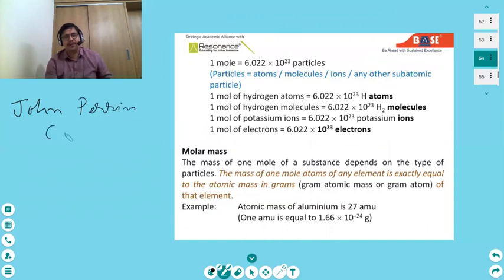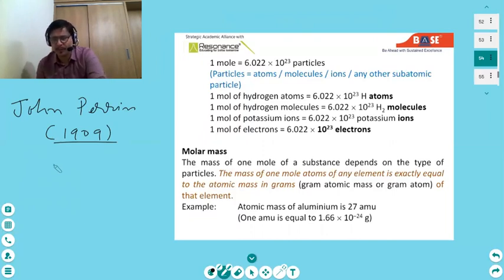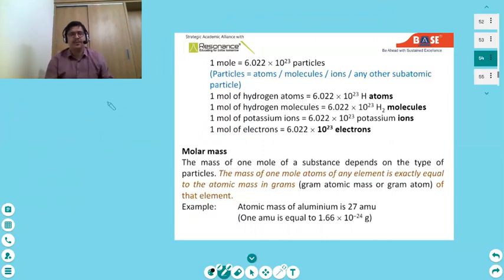Mr. John Perrin gave this number its name in 1909. The number was named in respect of Mr. Avogadro, but the name was coined by John Perrin, who is a physicist, not a chemist. In 1909, he gave this number its name. And Avogadro number is basically a bridge.